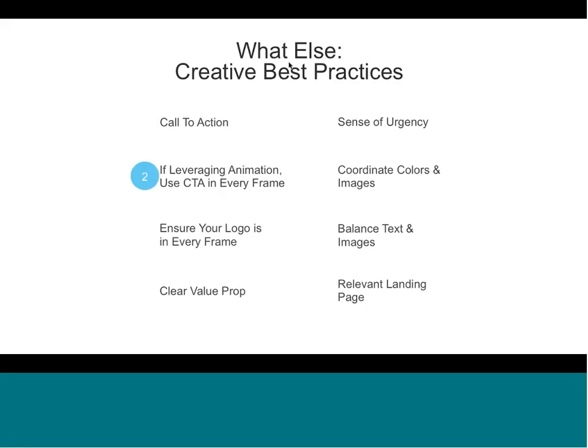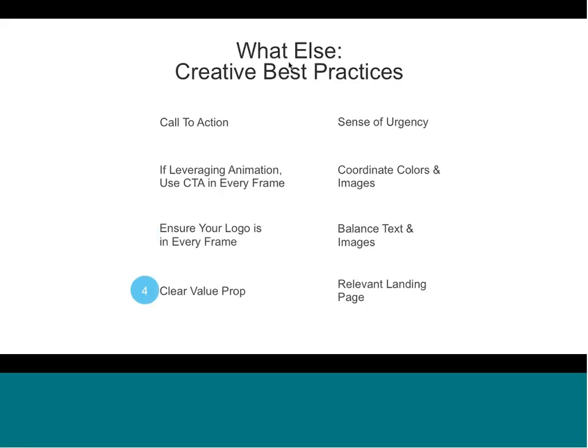Two, if leveraging animation, use call to action in every frame. So you're going to want to make sure that download now or watch now is in all of the frames, because otherwise you're not really sure where that user is going to see your ad as far as which frame they're going to see it in. So make sure that that's available in every frame of the ad. Ensure your logo is in every frame. I know this sounds pretty obvious, but that's something to consider. So you want to make sure your brand is out there and that it's very recognizable to that audience.